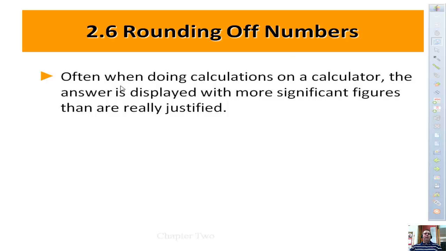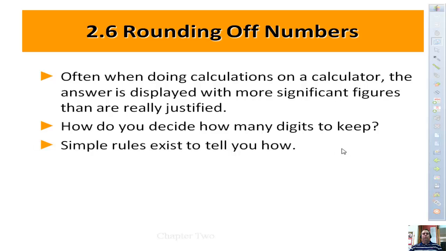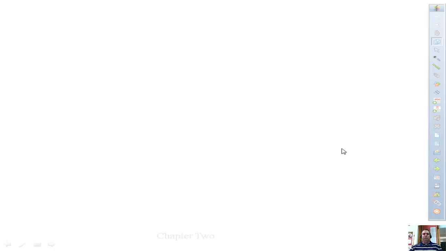Okay, rounding off numbers. A lot of times when you do calculations on a calculator, the answer is displayed with a lot more significant figures than are really justified. Again, that number 1 divided by 3, your calculator screen is going to fill up with 3s. Okay, how many of those 3s can we count? How do you decide how many digits to keep? Well, again, there are going to be rules for addition, subtraction, multiplication, and division.